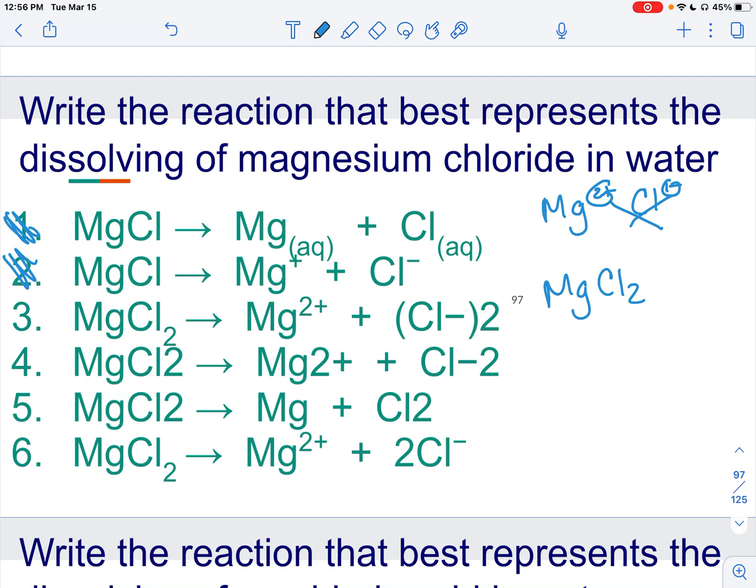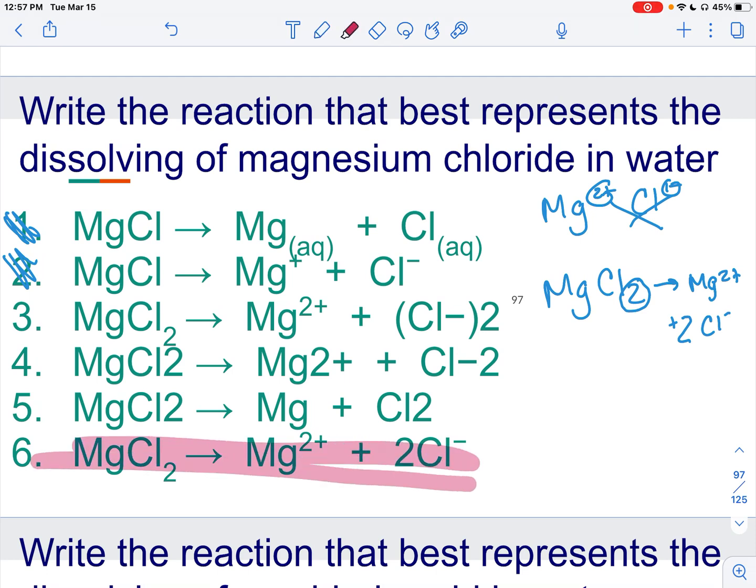Next question is, when it dissolves in water, what does it become? So magnesium chloride is a chloride salt. So it's going to dissolve into its ions, Mg2+ and Cl-. But remember, this is just like when you're writing net ionic equations, because that's basically what we're doing here. This 2 becomes a coefficient. So we should pick the one that has Mg2+ and 2 Cl-. So our answer here is going to be number 6.